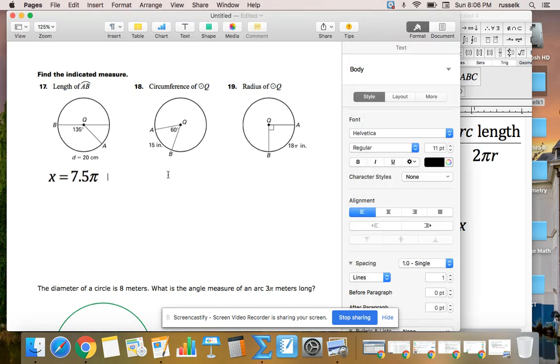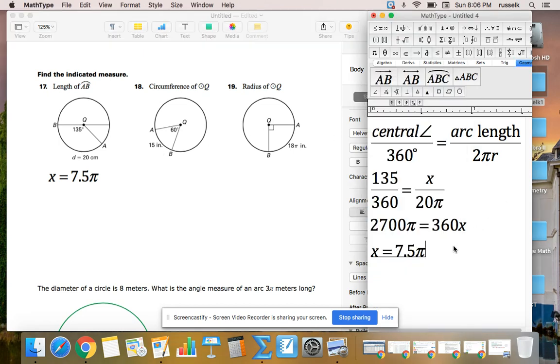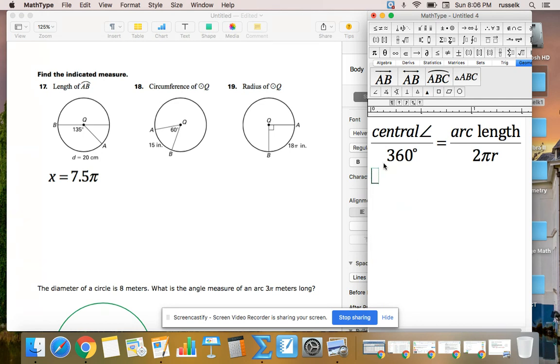In the second problem, they ask us to find the circumference, and they gave us the arc length this time. So just be very careful of what information they gave you. We're still plugging into that same formula though. So I know the central angle is 60 degrees over 360 equals the arc length, which is 15, over 2 pi r, which is the circumference. That's what we're trying to find. So I'll call the whole bottom of this C.